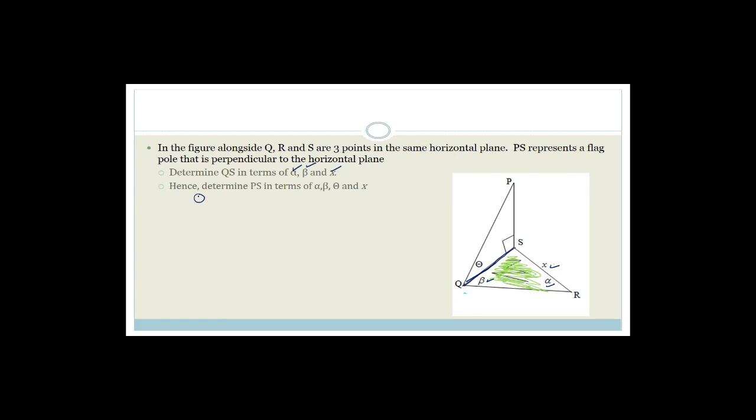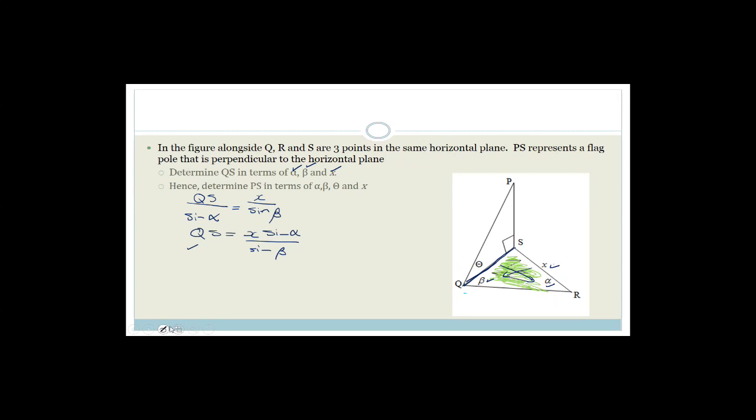So do you agree that QS over sine of alpha is equal to X over sine of beta? Okay, all we're doing is using this rule, okay? That QS over sine alpha is equal to X over sine beta. So therefore, we can say QS is equal to X sine alpha over sine beta. So there's my answer. Cha-ching.